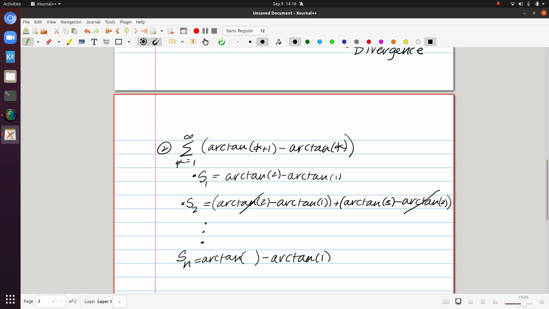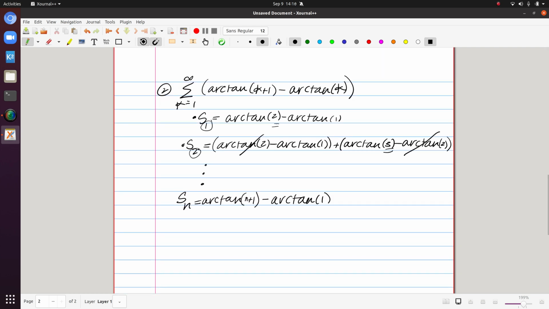And the connection here, if we look at when the subscript was 2, we had arctangent of 3. When the subscript was 1, we had arctangent of 2. So it looks like an n plus 1. By finding that pattern, I can now talk about the limit of the partial sums, which is equivalent to finding the limit of arctan n plus 1 minus arctan of 1.